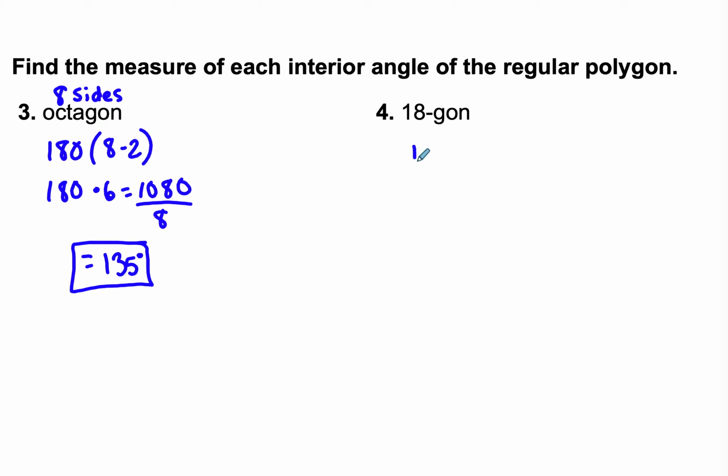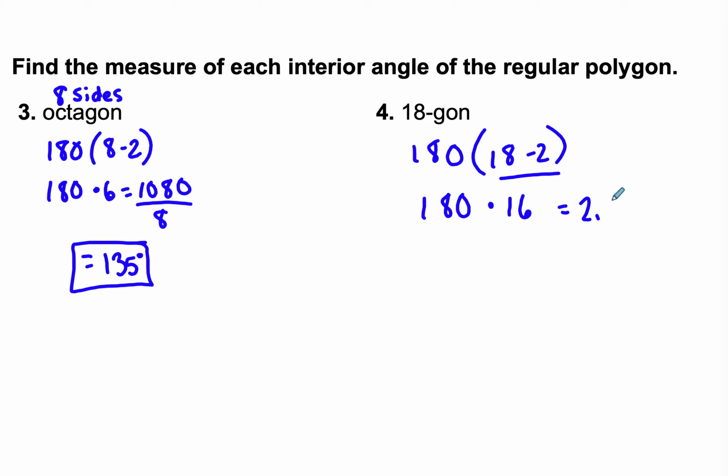All right, 18gon, same steps. 180 times our number of sides minus 2. 18 minus 2 is 16. So we're going to do 180 times 16. We get 2,880. And then we are dividing by 18 because there are 18 angles. And we get 160.